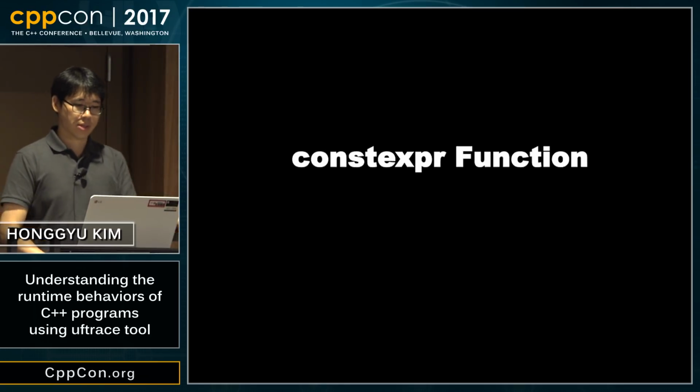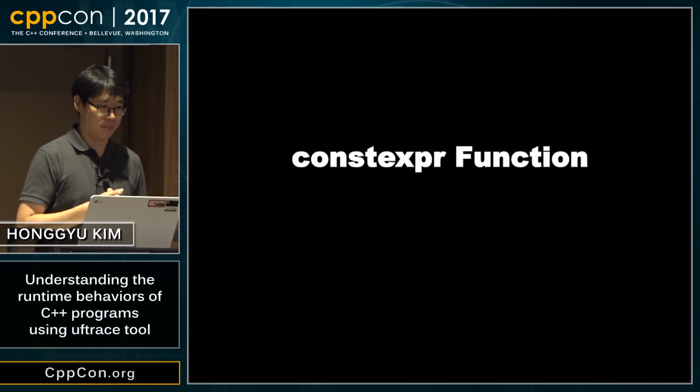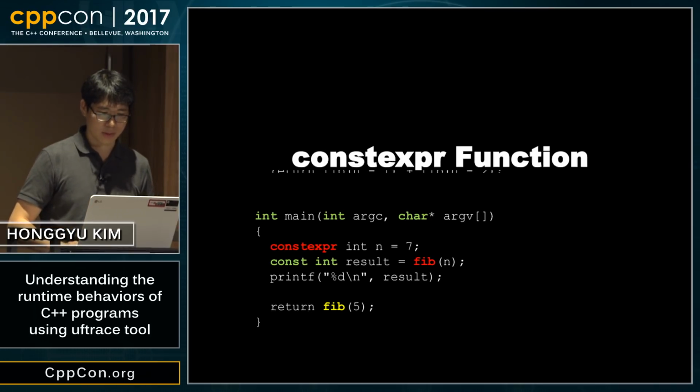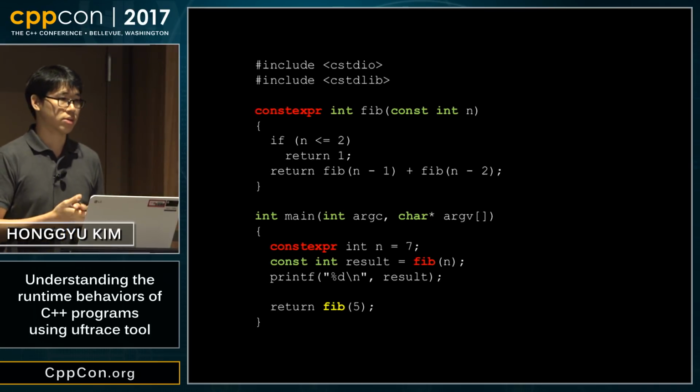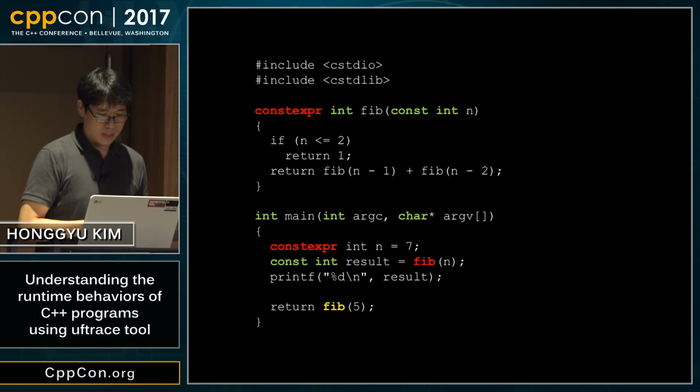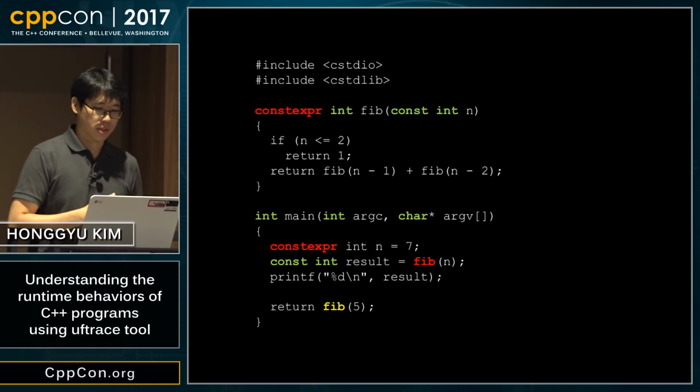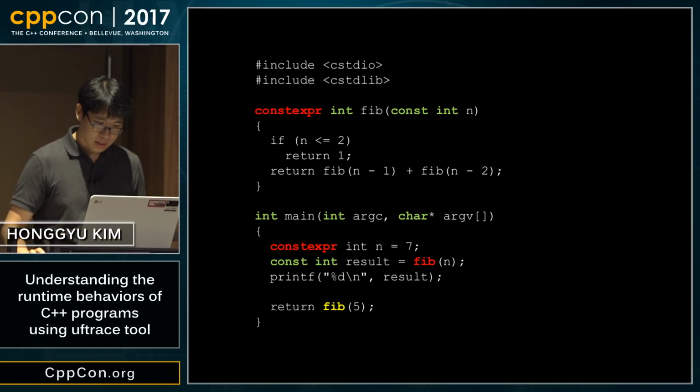The next one is just a C++ example, the constexpr function. Let's say there is this kind of example. The Fibonacci number can be calculated at compile time because I put the constexpr. But in this case, can it be calculated at compile time? What do you think? Can this be calculated at compile time?